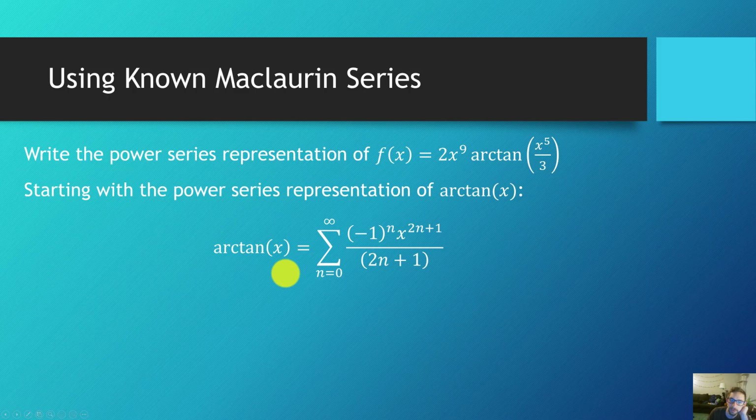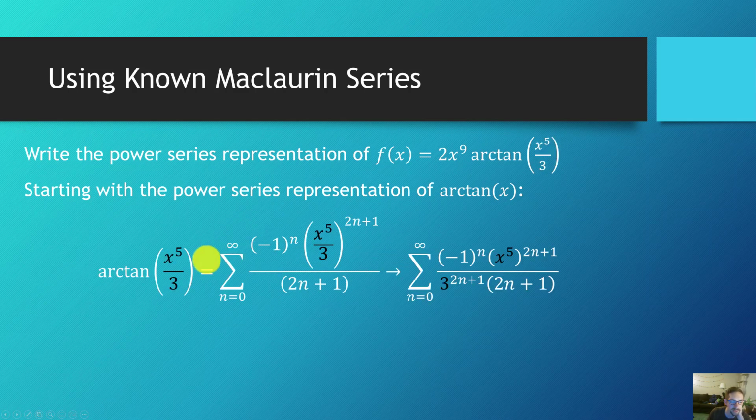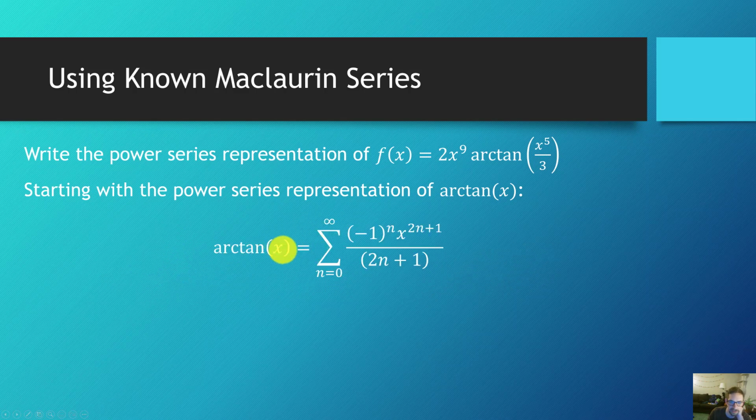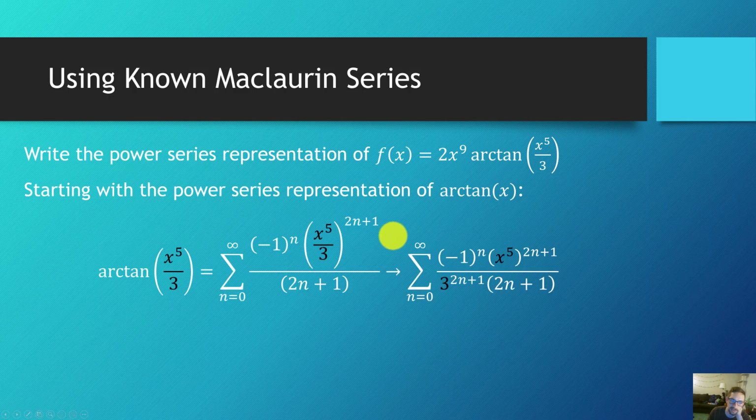Next, we are going to compose this x to the 5th over 3 on the inside. So I'm replacing it on the left and on the right. So wherever I see x, I'm replacing it with x to the 5th over 3. Then we're going to break up this fraction as x to the 5th to the 2n plus 1 and 3 to the 2n plus 1. I'm leaving the x to the 5th on the top, but I'm going to put the 3 to the 2n plus 1 on the bottom.